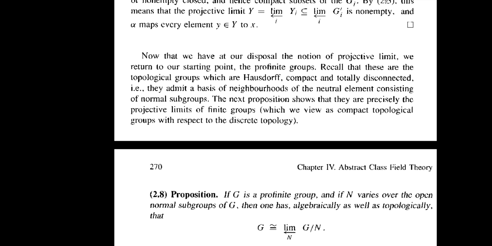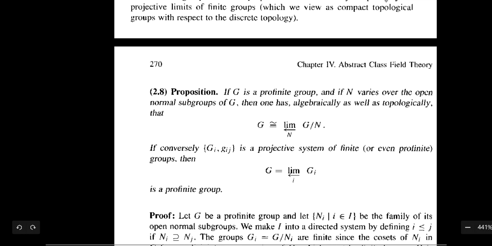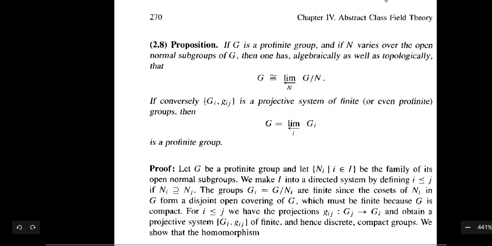Now that we have at our disposal the notion of projective limit, we return to our starting point, the profinite groups. Recall that these are the topological groups which are Hausdorff, compact and totally disconnected, so the neutral element has a basis of neighborhoods consisting of normal subgroups. The next proposition shows that they are precisely the projective limits of finite groups, which you view as compact topological groups with respect to the discrete topology.